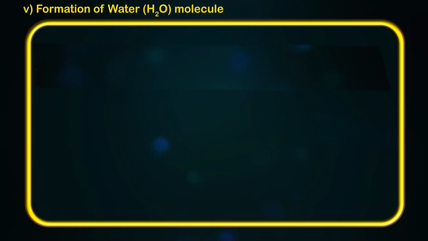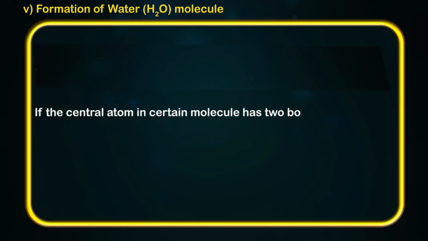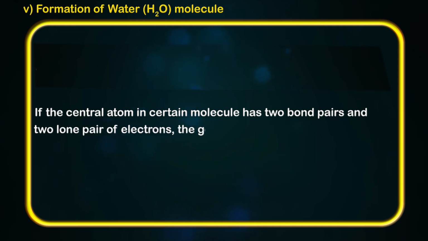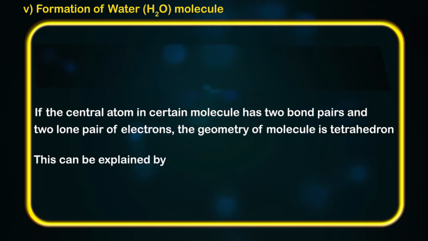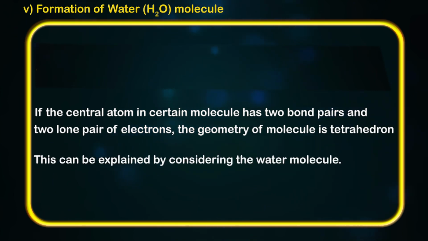Formation of water molecule. If the central atom in a certain molecule has 2 bond pairs and 2 lone pairs of electrons, the geometry of the molecule is tetrahedron. This can be explained by considering the water molecule.